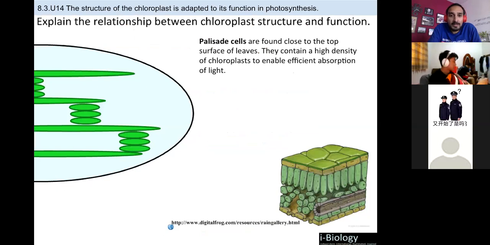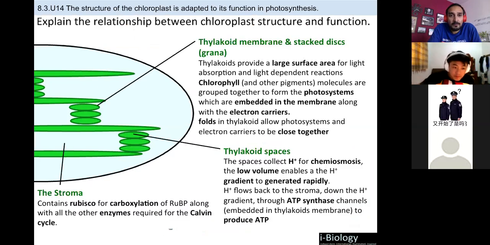Okay, so we come back to our structure and function here. Now we can see where these things come into play, right? So we know that all those proteins are embedded in the membrane. The electron transport chains are happening all along here in these tiny spaces in the pockets of the thylakoids, where you build up that high hydrogen concentration.